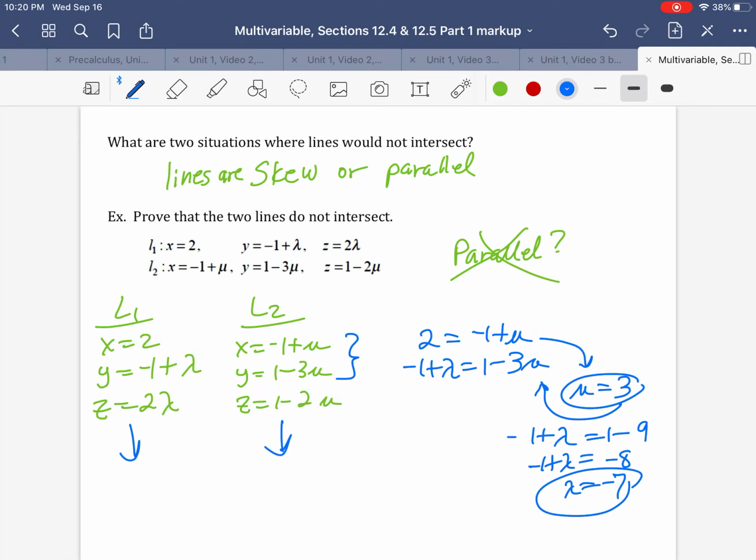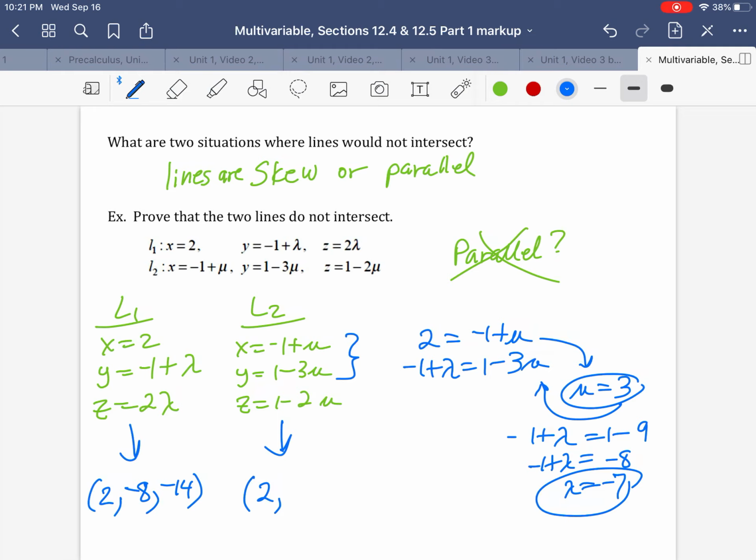So over here on the left, lambda. x is always 2. That doesn't change. Let's see, y. I get -1 plus -7, so -8. And then z, 2 times -7 is -14. Okay, now let's use mu. So mu equals 3. So x, -1 plus 3, oh, 2. Yeah, I was expecting that because I used that equation to solve over here.